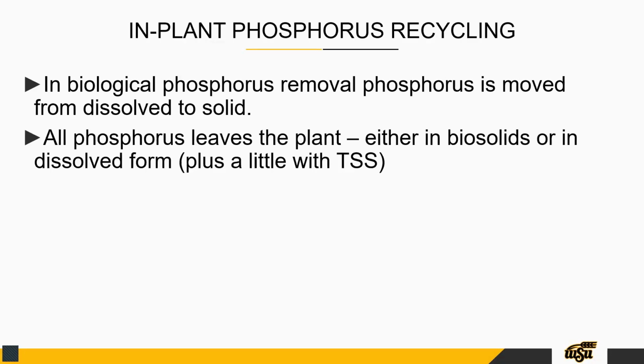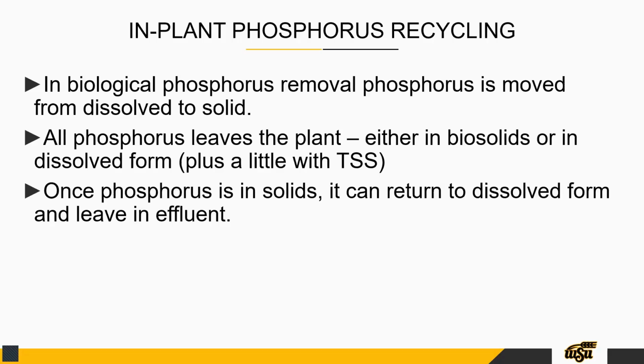All of the phosphorus that enters your plant is leaving it. That's just a basic fundamental physical principle. We can't create or destroy matter. So the phosphorus is coming into your plant. It's leaving in the solids, in biosolids or dissolved form. Plus, you're going to have a little bit of phosphorus leaving with your 2, 4, or 5 milligram per liter of TSS that is going out into your effluent. Once your phosphorus is in solids, it can return to dissolved form and leave in the effluent.